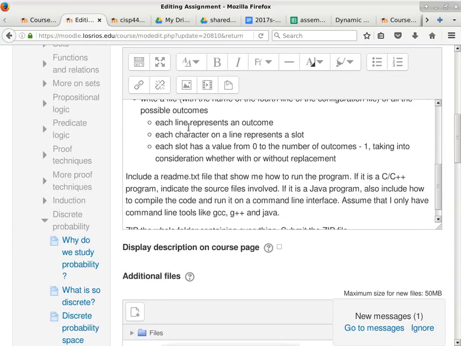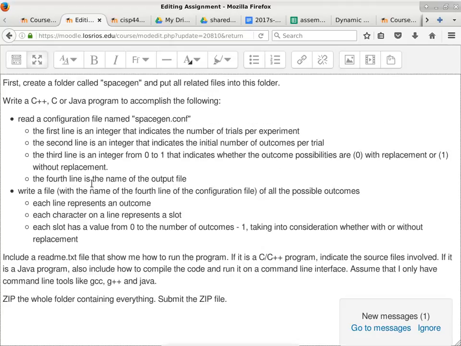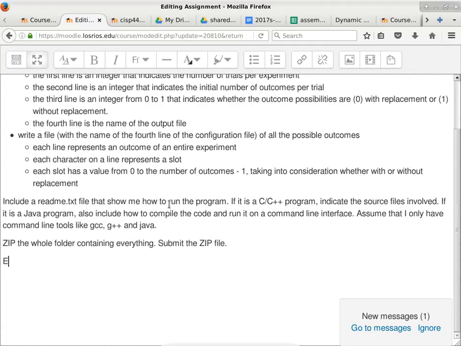And I'll give you a sample too. So I'm not going to get out of the edit mode just yet because I'm going to give you a sample. A sample represents an outcome of an entire experiment. Okay, all right. So let me give you examples.